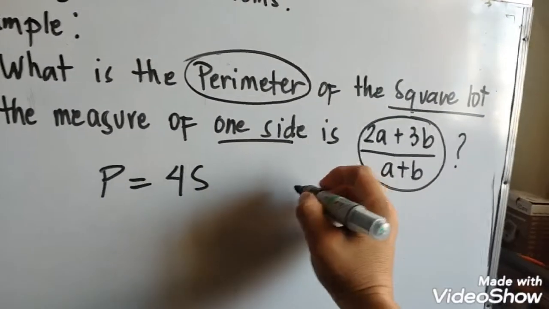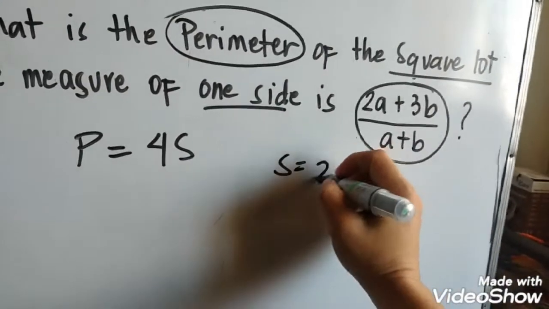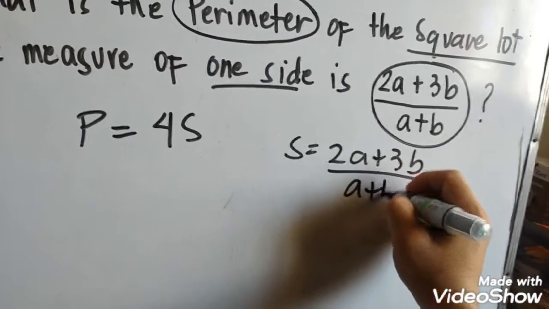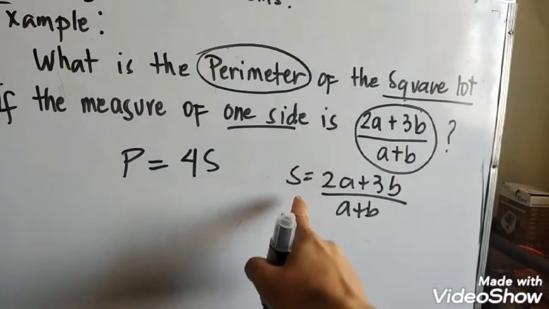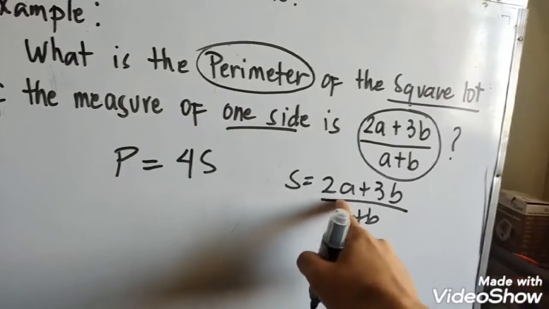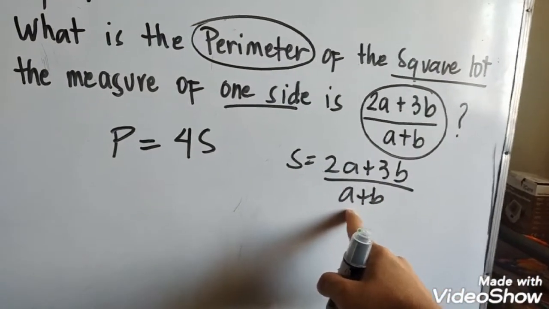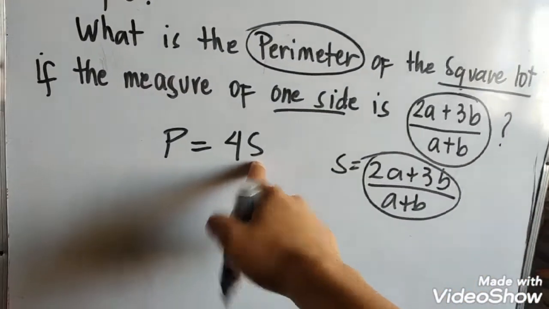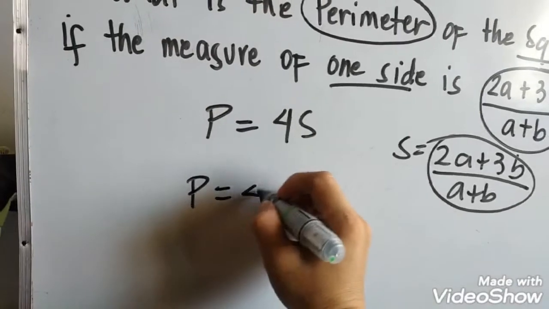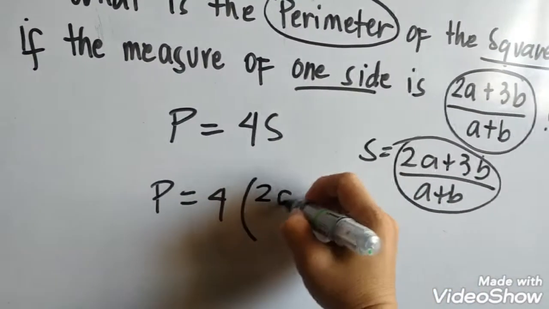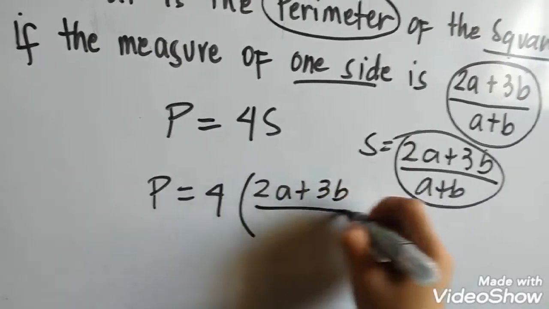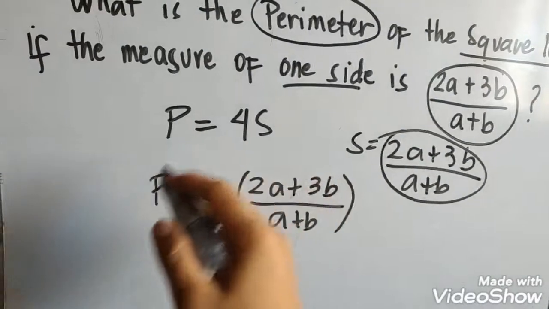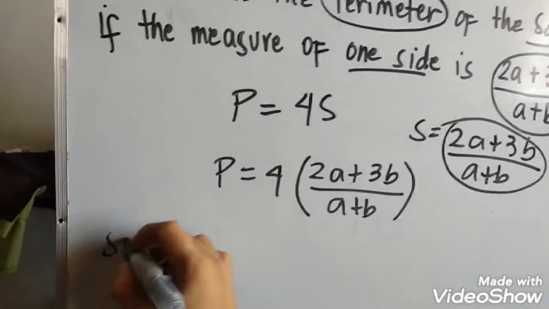So, in our given, the measure of the side is equal to 2a plus 3b all over a plus b. So, since we have here the measure of the side, S is 2a plus 3b all over a plus b, we are just going to substitute this expression to the value of S. So, we have now P is equal to 4 times 2a plus 3b all over a plus b. So, now we have the translation. I think we are ready to solve the problem.